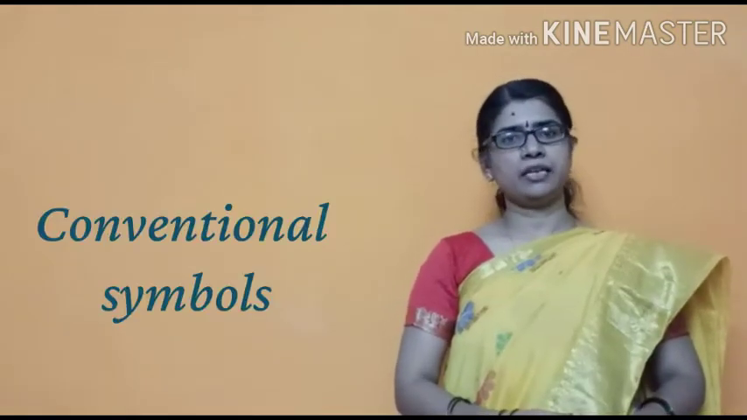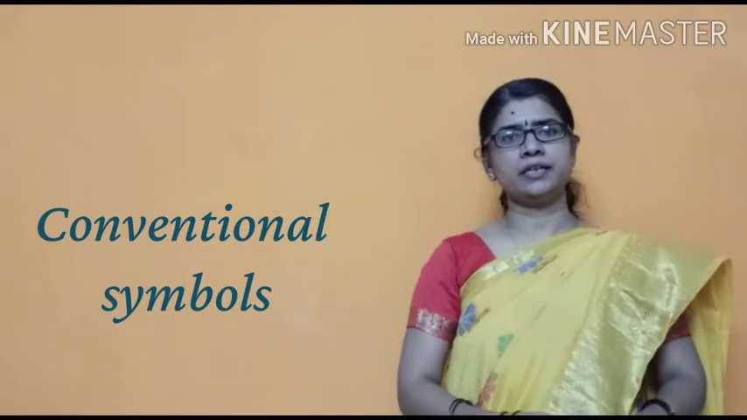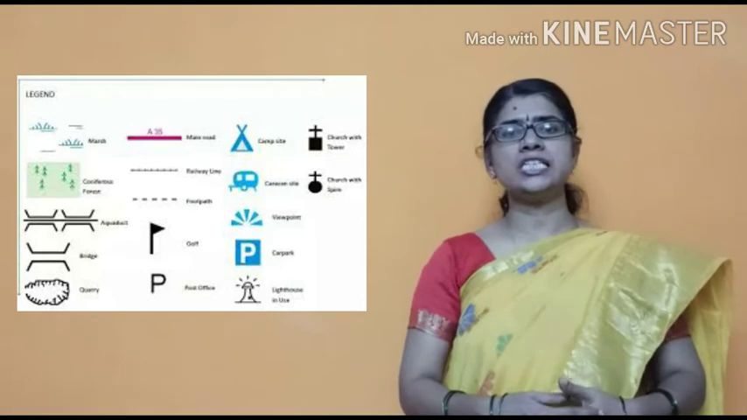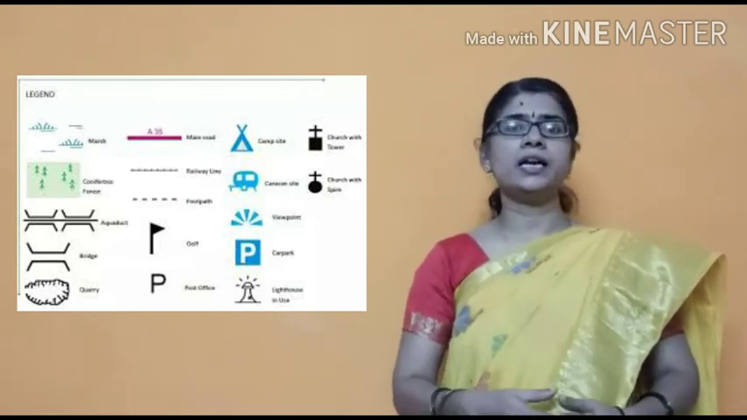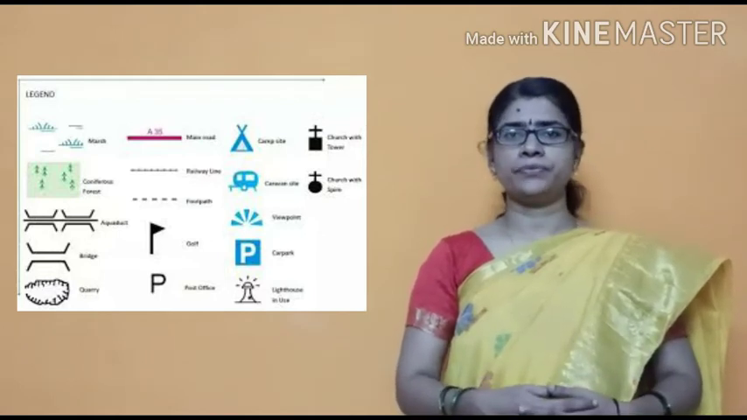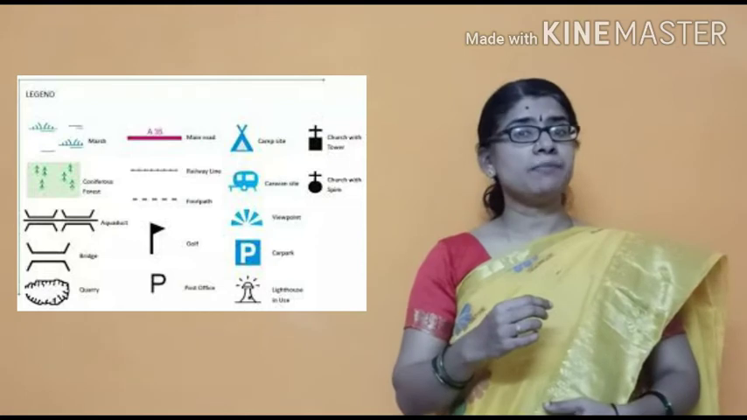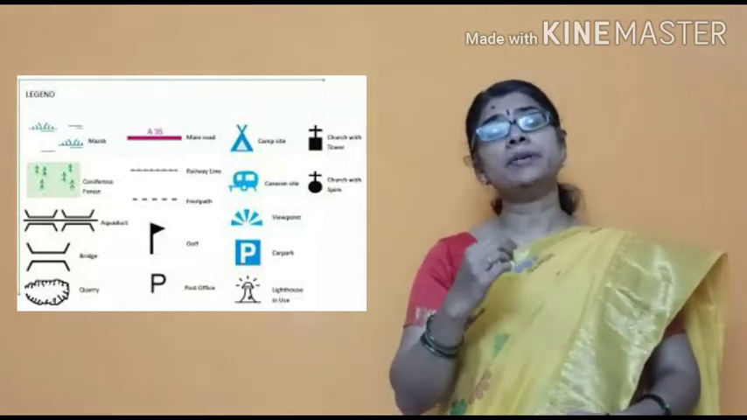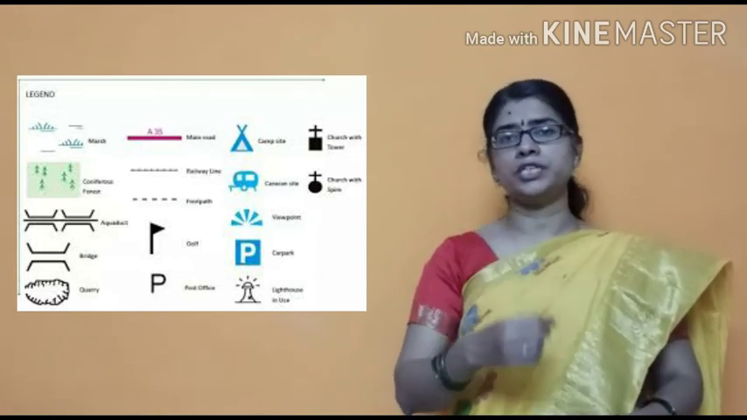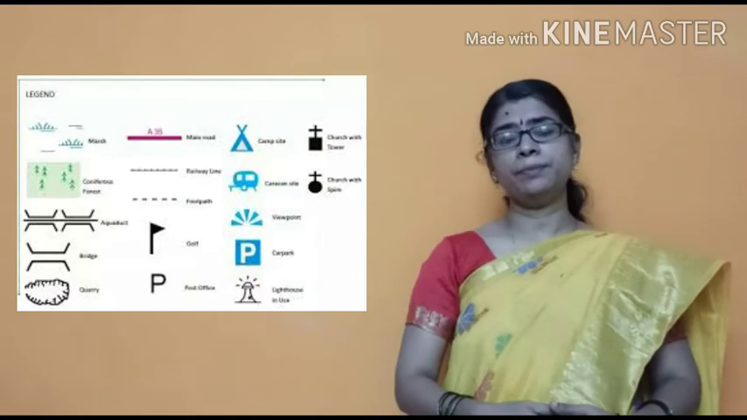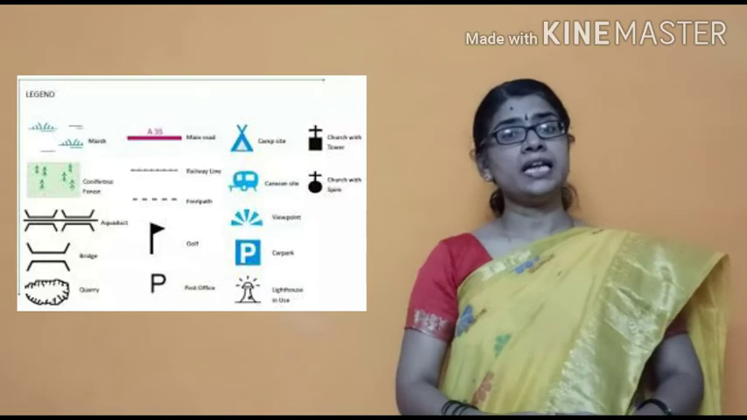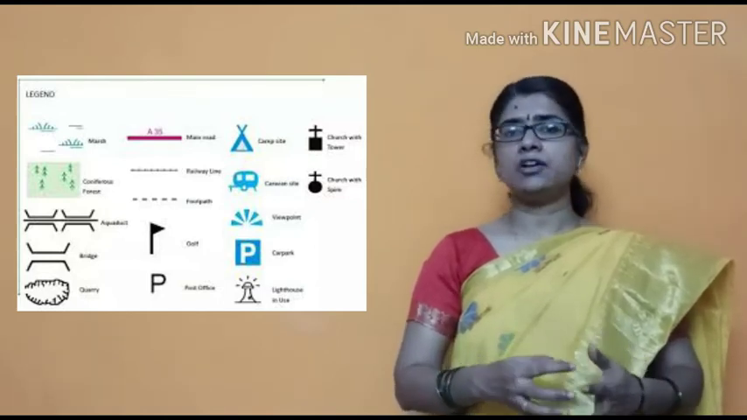The next important element is conventional symbols, children. So what are conventional symbols? They are the clues. Conventional symbols are the symbols or clues that are given on a map. They are accepted universally, children, because that conventional symbol or legend represents a particular object or a place. So it helps people to locate a place easily on a map.